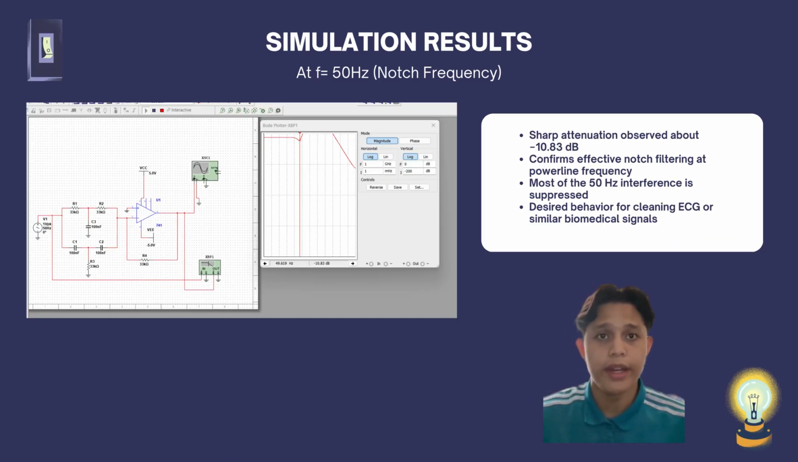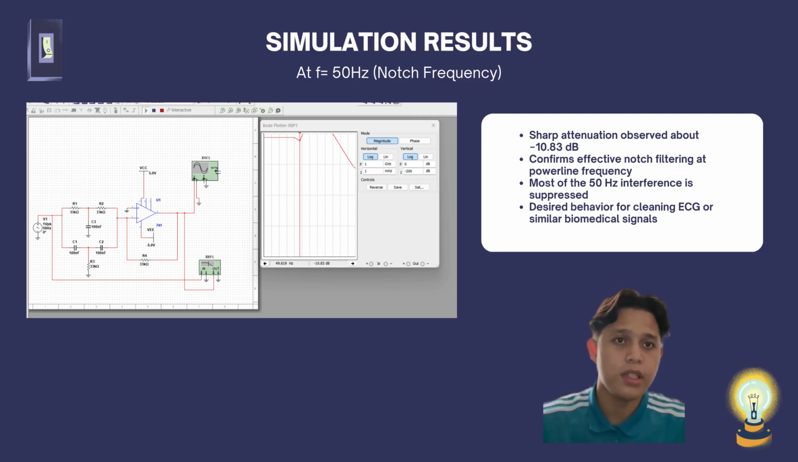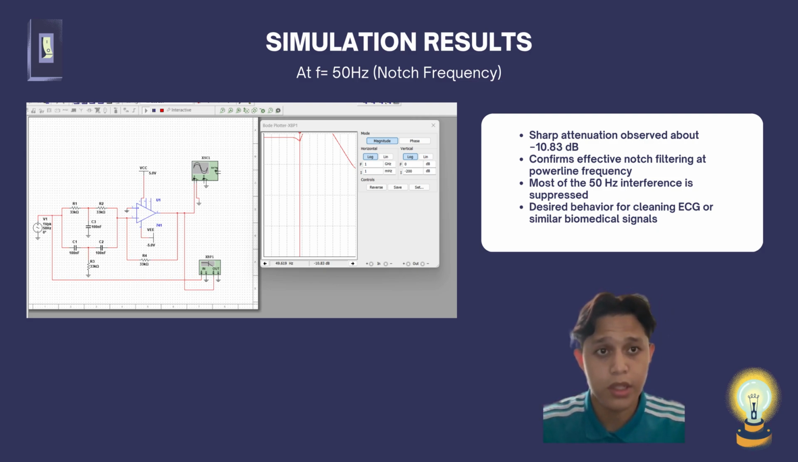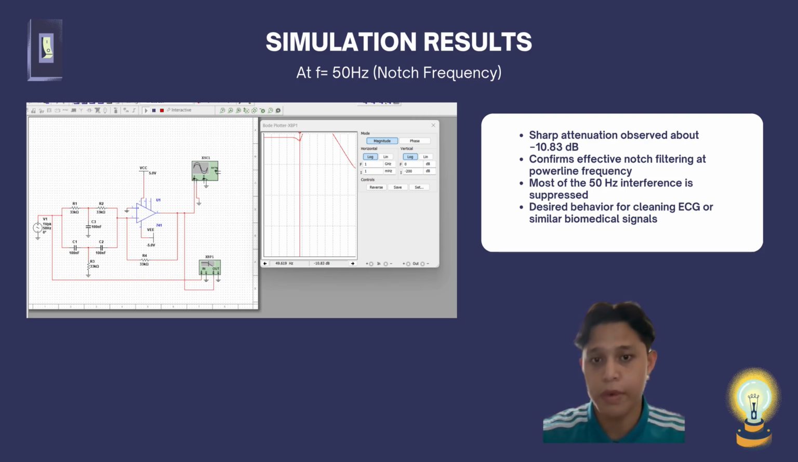Next is when F equals 50 Hz, which is the notch frequency. From the image, you can see that there is a sharp attenuation observed at approximately negative 10.38 dB, and it confirms effective notch filtering at the power line frequency. So most of the 50 Hz interference is suppressed, which is the desired behavior for cleaning ECG or similar biomedical signals.